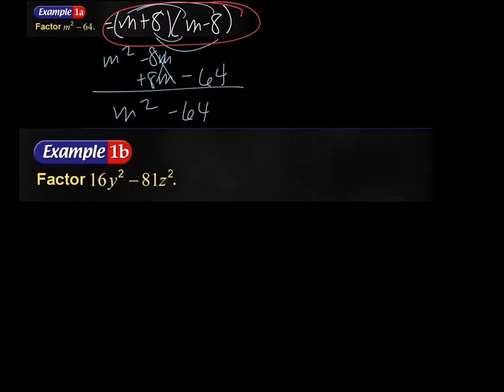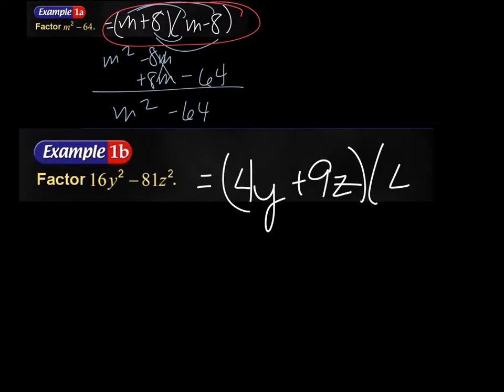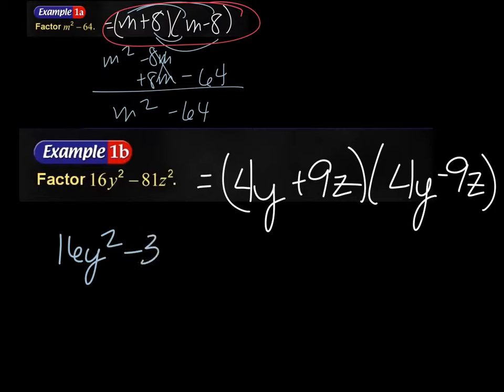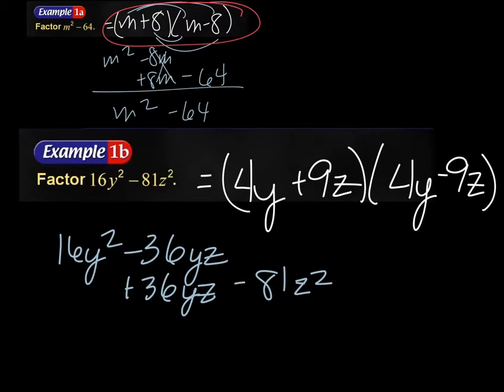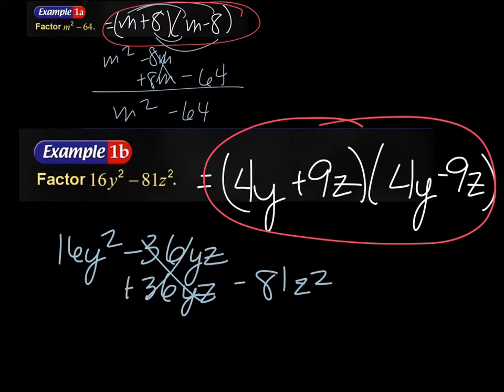Okay, same thing. My greatest common factor is 1. I have two perfect squares with a minus between them, so it's going to be 4y plus 9z, 4y minus 9z. And to check, I could FOIL it out. I get 16y squared minus 36yz plus 36yz minus 81z squared. I know my answer is right, so I'm happy.